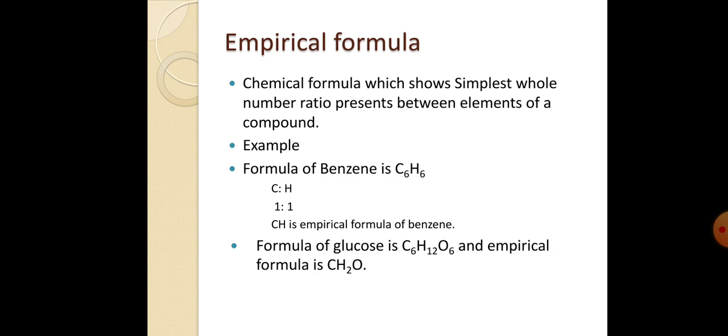For example, the formula of benzene is C6H6. When we calculate the simplest ratio for benzene, the ratio is 1:1, and the simplest formula for benzene is CH. So the empirical formula of benzene is CH. In the same way, the formula of glucose is C6H12O6. And when we establish a simplest ratio between carbon, hydrogen and oxygen elements, then the simplest ratio is 1:2:1. So the empirical formula of glucose becomes CH2O.